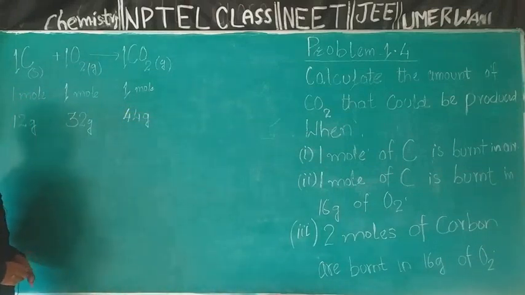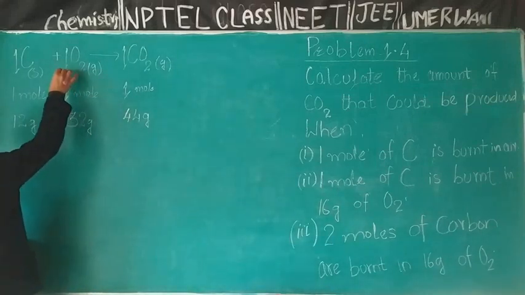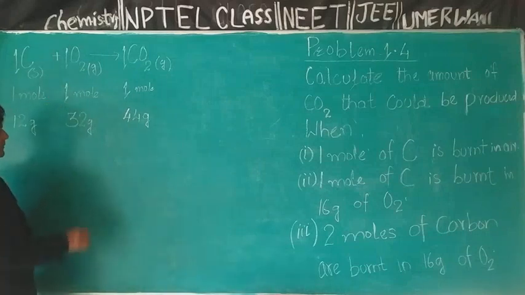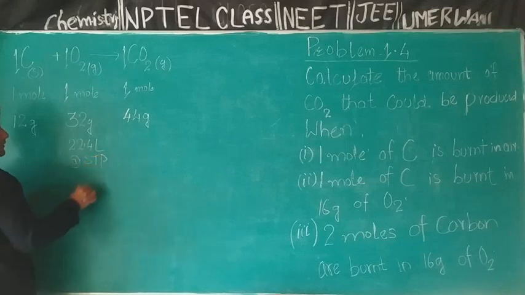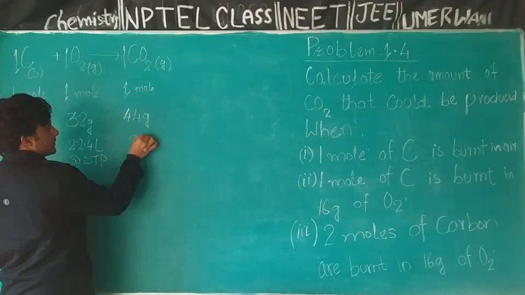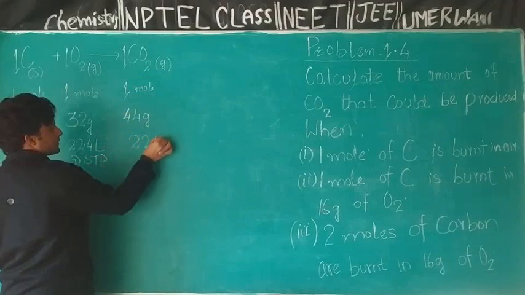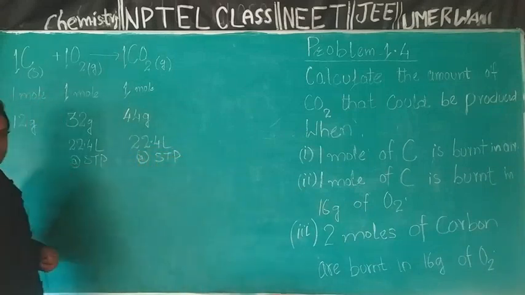In addition, the Avogadro principle says that 1 mole of any gas occupies a volume of 22.4 liters at STP. Carbon dioxide is also a gas. It will also occupy a volume of 22.4 liters at STP in accordance with the Avogadro principle.